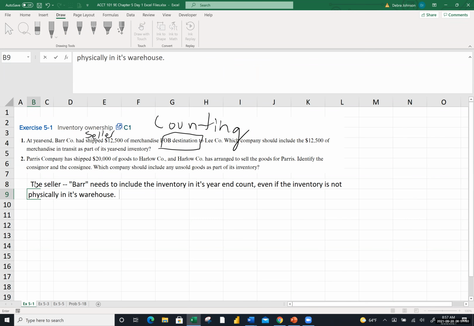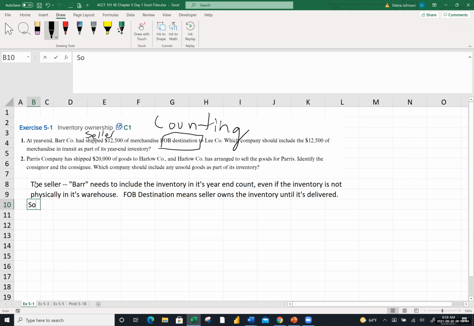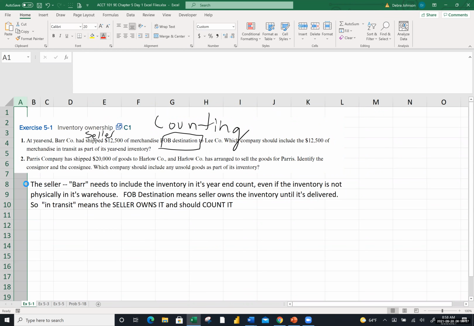Why? FOB destination means the seller owns the inventory until it's delivered. So in transit, that's the wording this problem used, means the seller owns it. That's number one. Let me wait for a second, give you guys a chance to think about that.